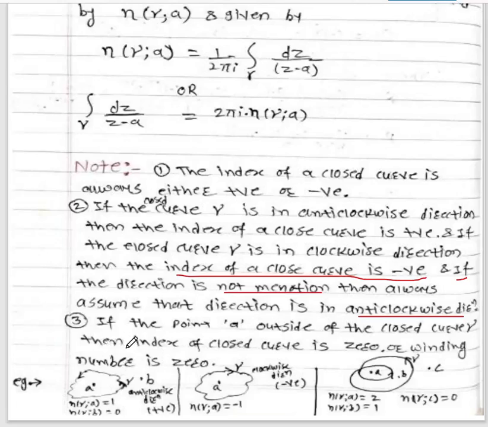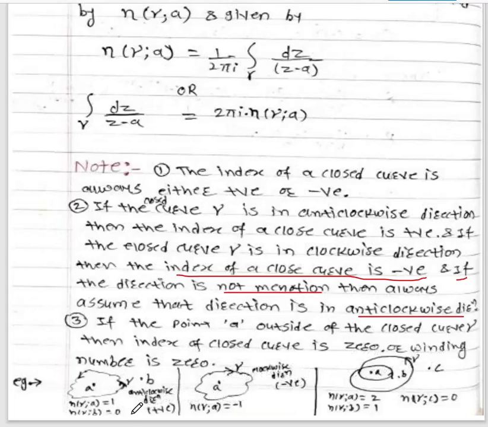Third note: if the point A is any point outside of the closed curve gamma, then the index of the closed curve is 0. Suppose the given point A lies outside of the curve gamma, then the index of the closed curve for that point A will be 0. Our winding number is 0.